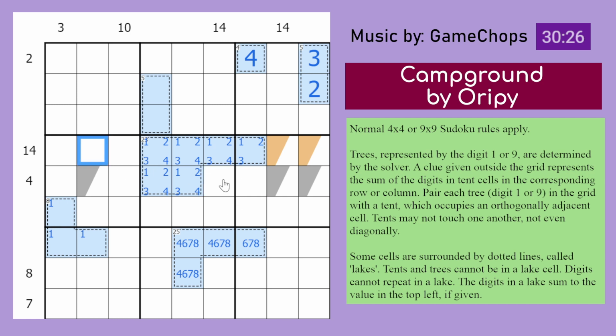Yeah, none of those are 4s. So if none of these are tents, that doesn't work. There has to be at least 1 tent here. If none of those are tents, you need a 4 in one of those cells, which just isn't possible. So one of those is a tent, meaning that none of those are tents. Cool. They could be trees though. That's why I leave them half shaded. They could be trees.